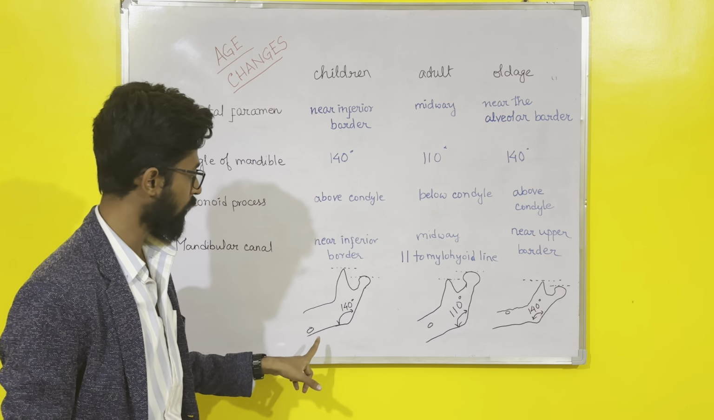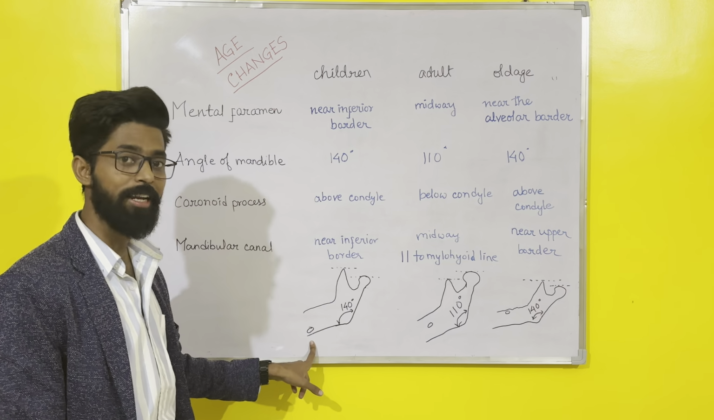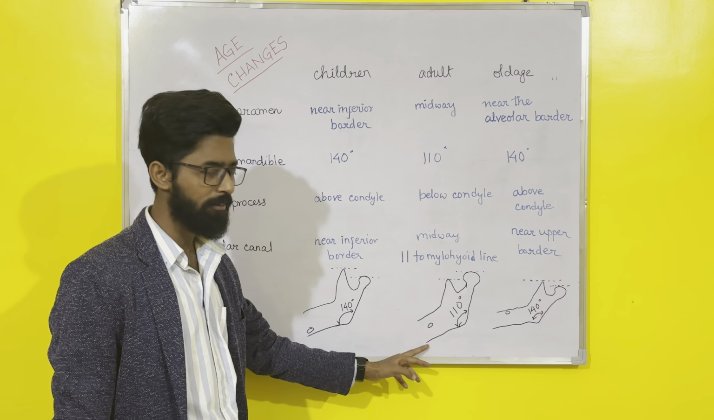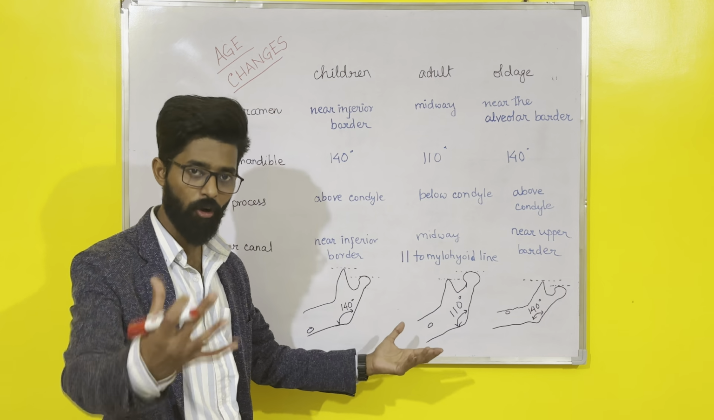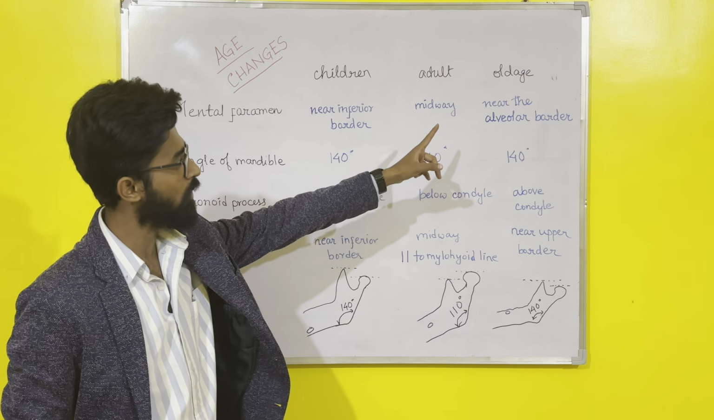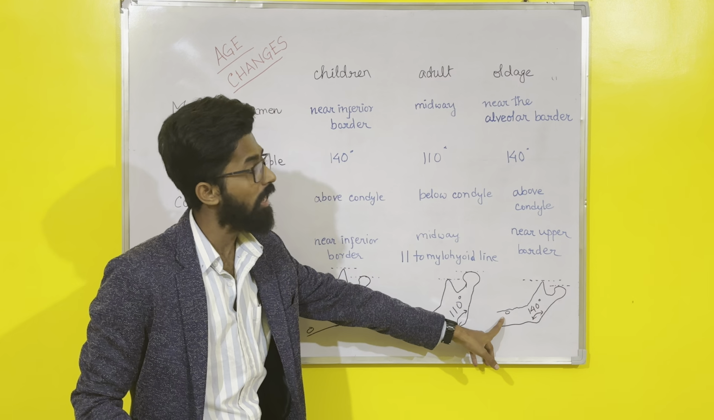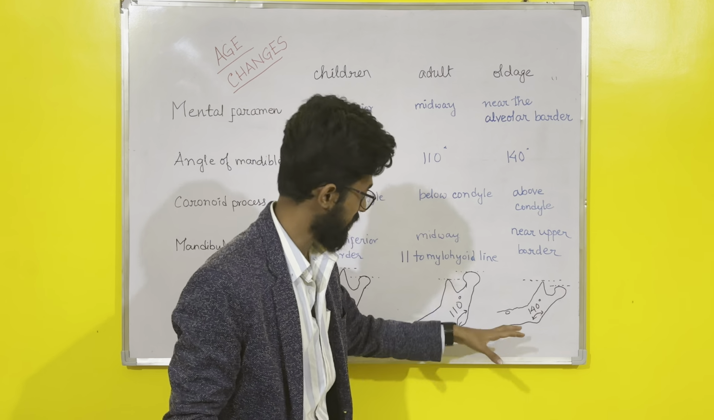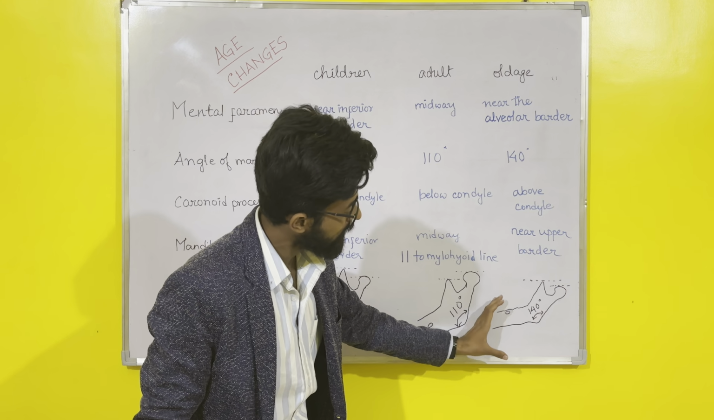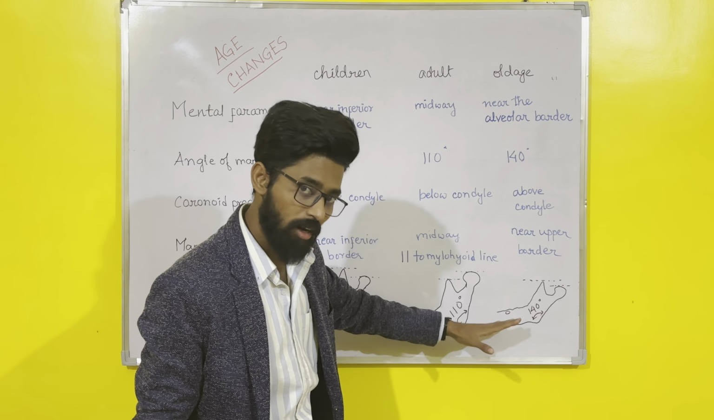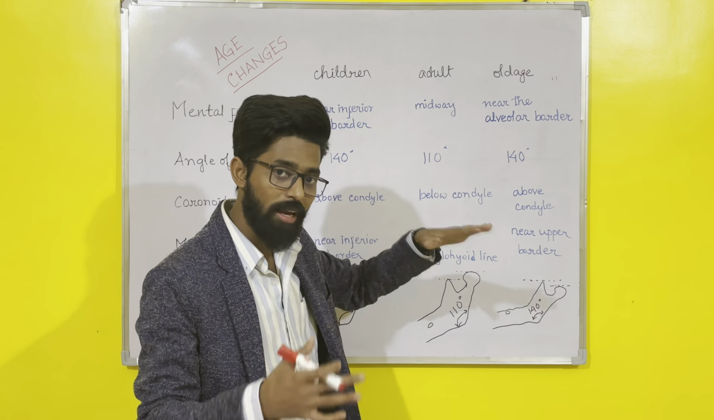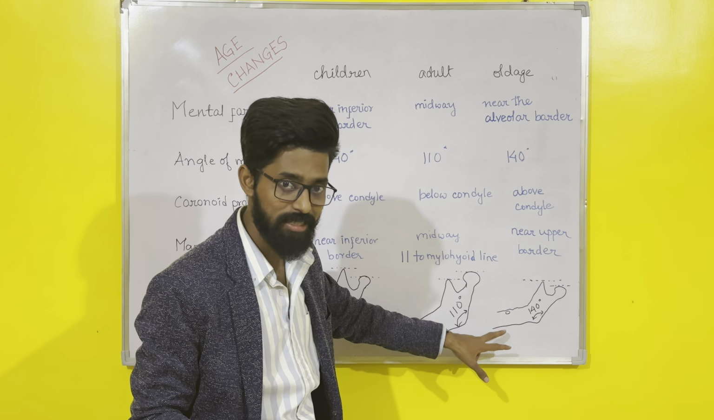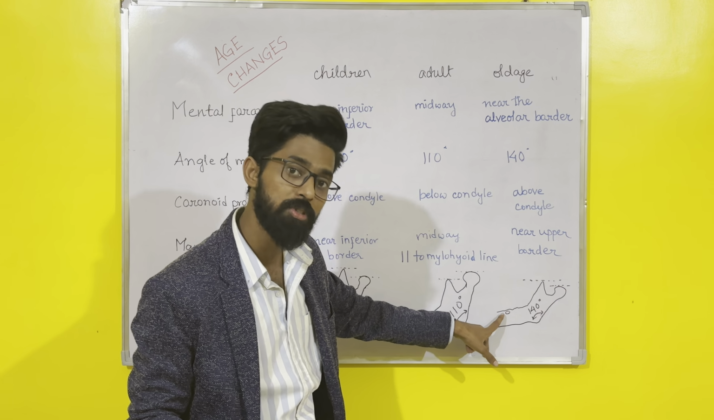The mental foramen in children is near the inferior border. In adults it is midway between the inferior border and the superior or alveolar border. Third, in old age it is near the alveolar border. What happens in old age? With the shedding of teeth, this bone also decreases in height. The alveolar bone resorbs, so the height decreases, and the mental foramen becomes closer to the alveolar border.